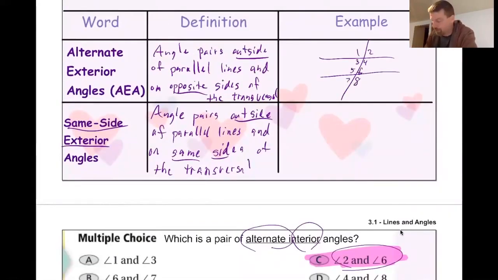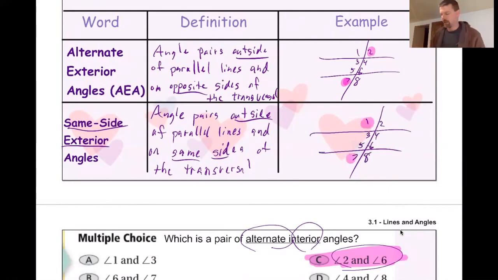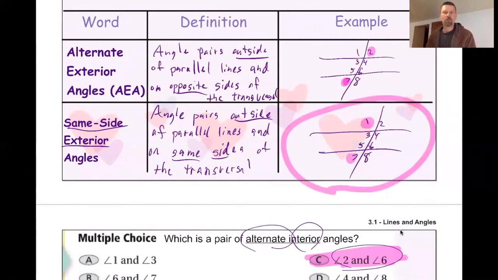Alternate exterior on the outside, but alternate sides of the transversal, one on the left, one on the right. And same side exterior, same side of the transversal, but both outside the lines. If these pictures are an easier way for you to look at it, go ahead and use those pictures.